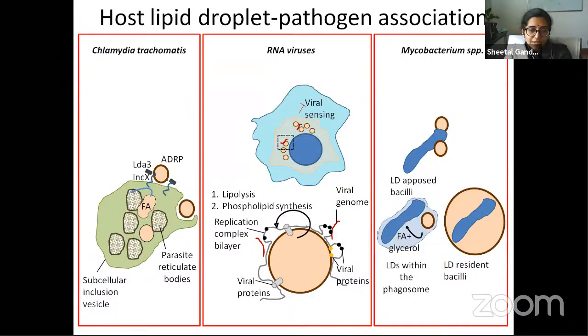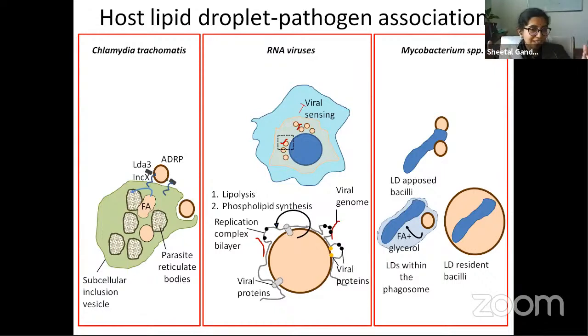Besides all of this, as I mentioned, it's intriguing how an intracellular pathogen would be able to interact with these lipid droplets to derive nutrients. So there are some examples out there, and I'd just like to share some of them with you. Chlamydia trachomatis is an intracellular pathogen which generates parasite reticulate bodies that live within a parasitophorous vacuole. So this green structure here is a parasitophorous vacuole. And these structures here are cytosolic lipid droplets, which are actually recruited within the parasitophorous vacuole by proteins such as LDA3, which are released by the parasite itself. So the parasite releases some proteins that latch onto the cytosolic lipid droplets and recruit them inside, where they can be degraded to derive fatty acids that are then used by the parasite. So, a very clever mechanism of utilizing host lipids.